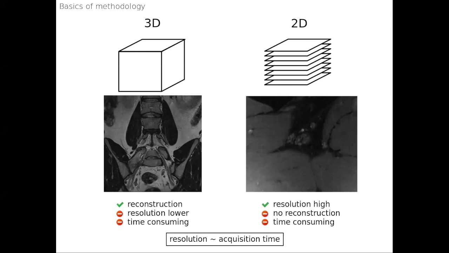So, really, the main limiting aspect of MR neurography is the acquisition time, because the acquisition time is related to the resolution. And obviously, we want to have high-resolution images to look at the peripheral nerves.